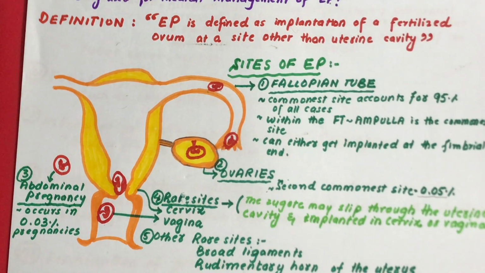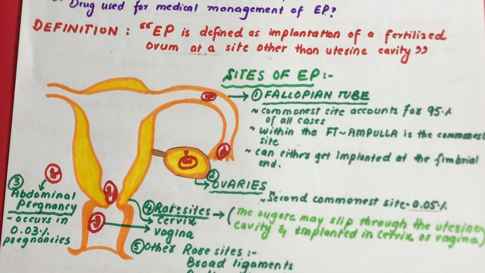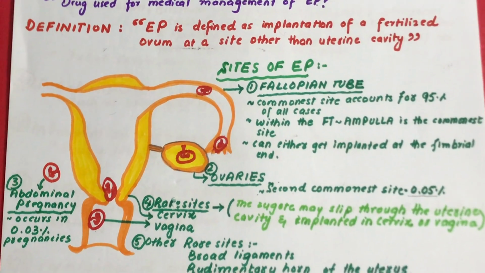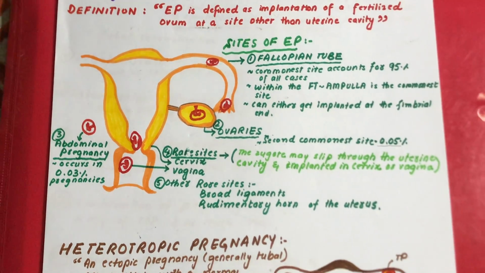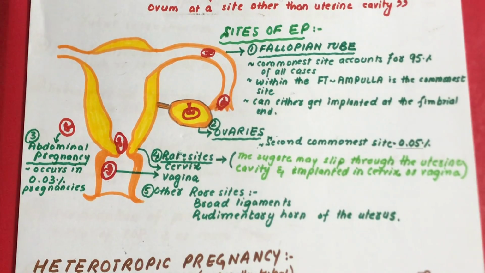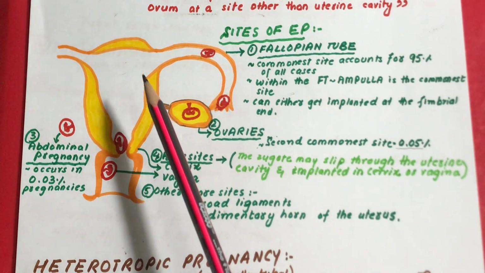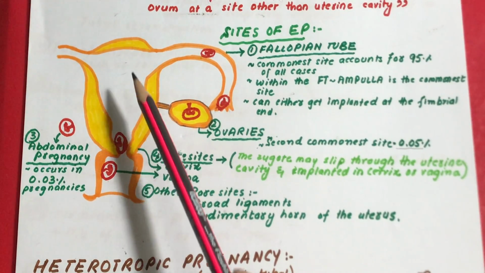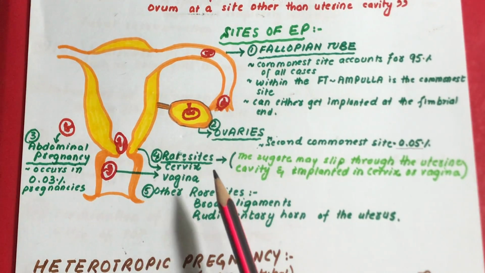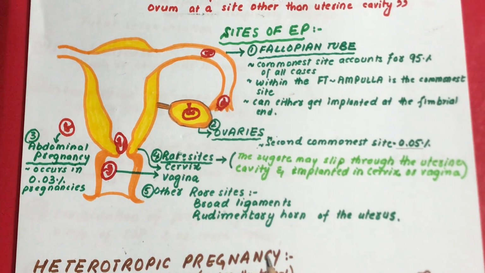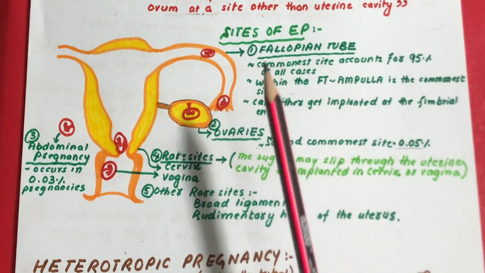If the implantation has occurred anywhere outside the uterine cavity, may it be the cervix or the fallopian tube, the fimbria, the ovary, the abdomen, but if it's not the uterine cavity, the fundus or the body of the uterus, that pregnancy is known as ectopic pregnancy. Okay, what are the sites of ectopic pregnancy?